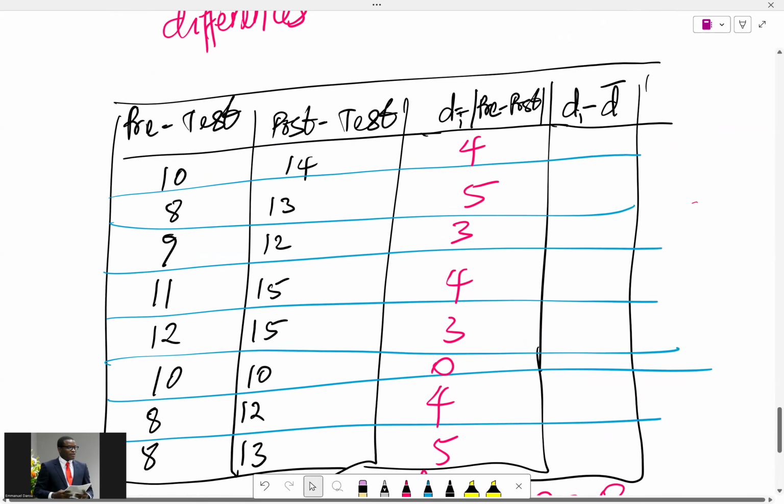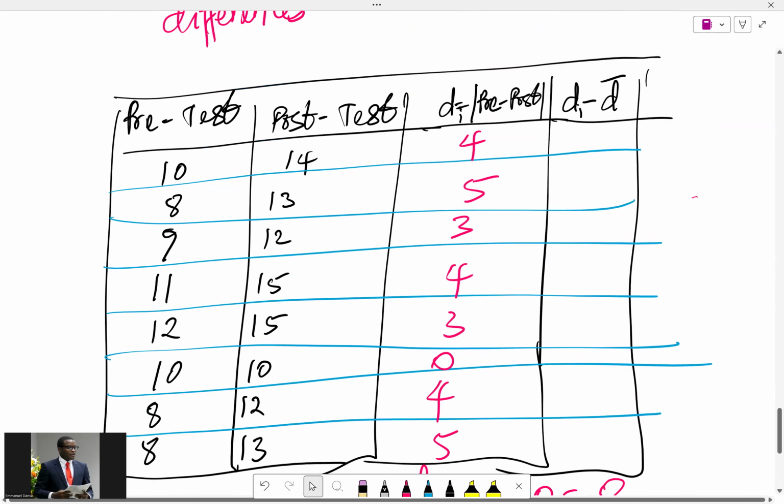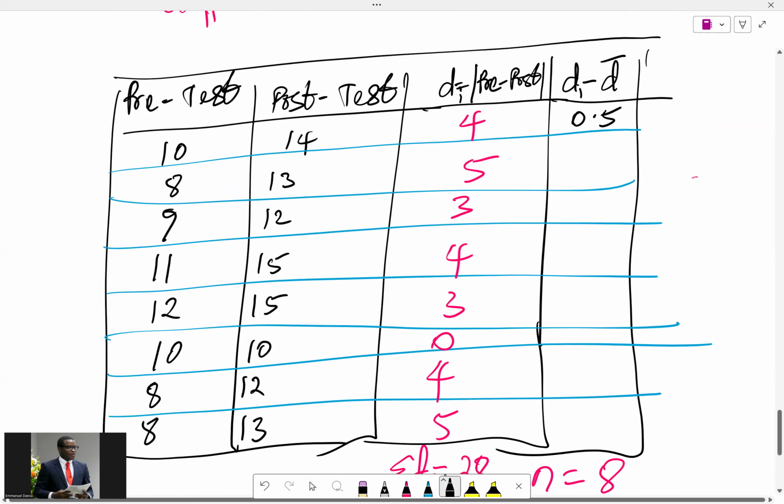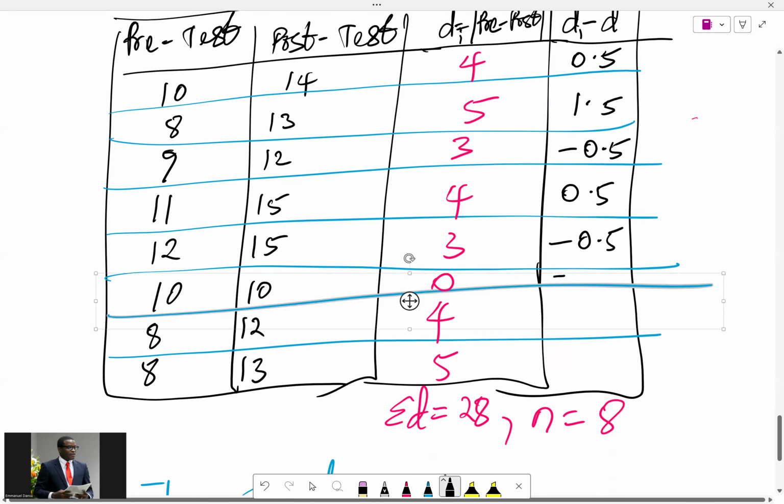So 4 minus 3.5 is 0.5. In fact, can we just square? 5 minus 3.5 is 1.5, right? 3 minus 3.5 is minus 0.5. 4 minus 3.5 again is 0.5. 3 minus 3.5 is minus 0.5. 0 minus 3.5 is minus 3.5. 4 minus 3.5 is 0.5. 5 minus 3.5 is 1.5.